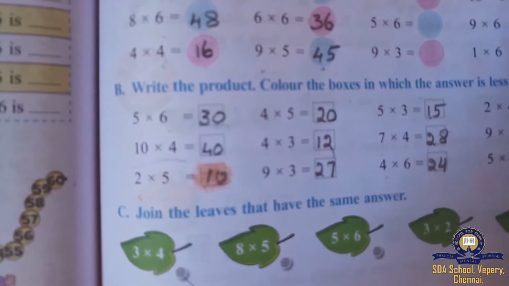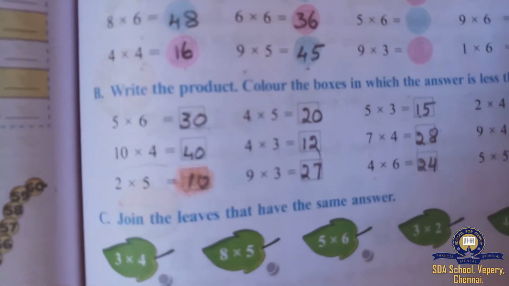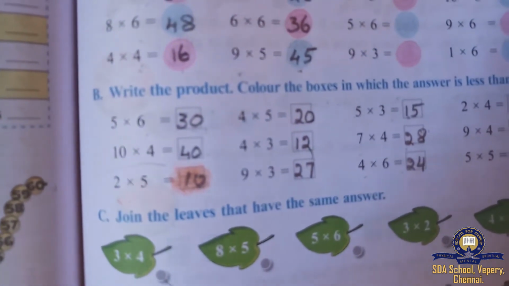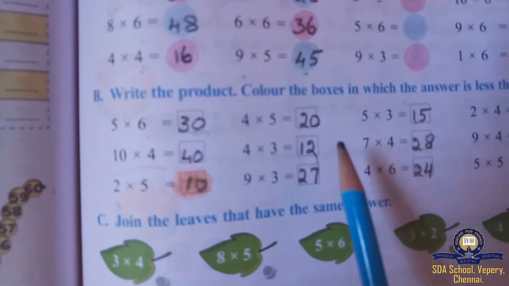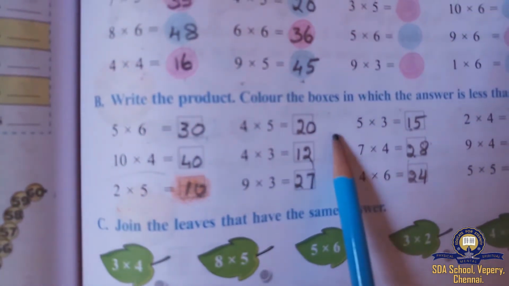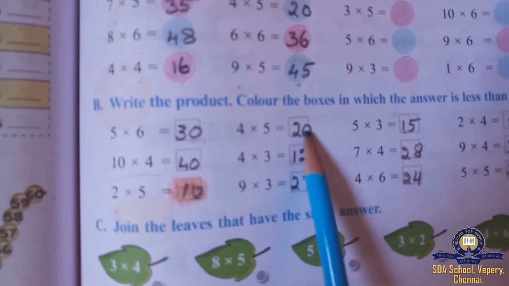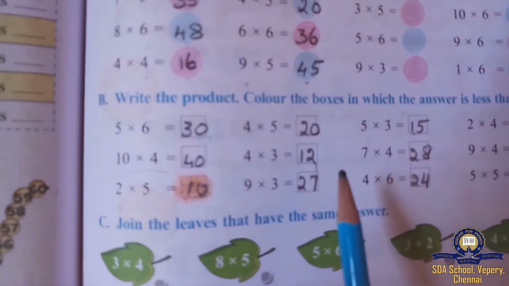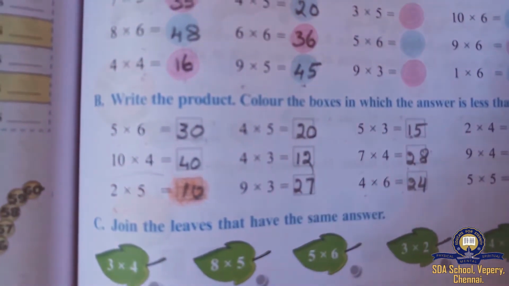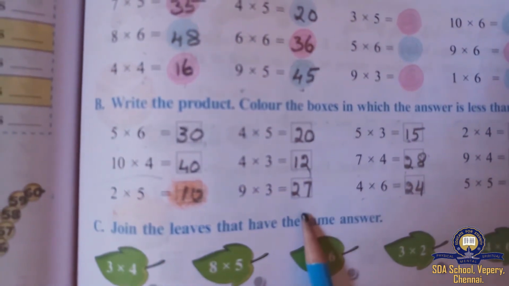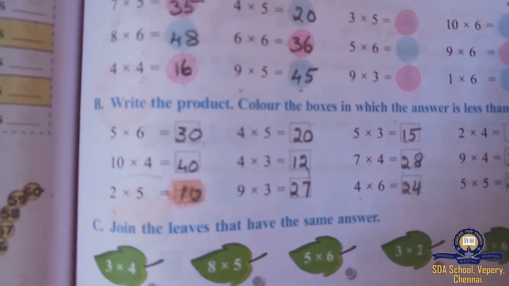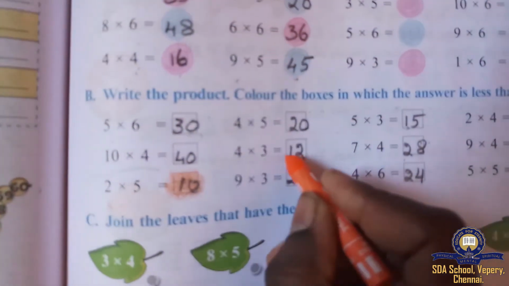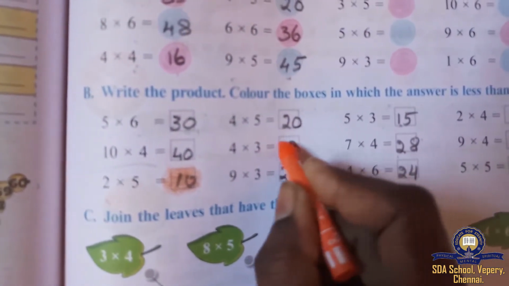Okay. Next one, see. 20 is not less or more. Equally it is there, so no need. Less than 20 only we have to color. 12 is less than 20. 27 is not less than 20. 12 is less than 20. Color the 12.